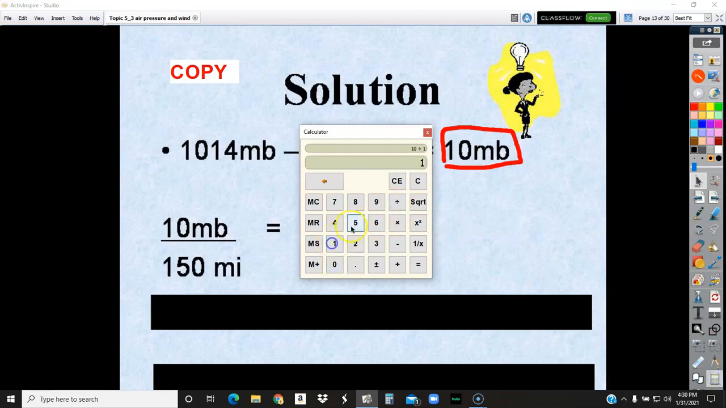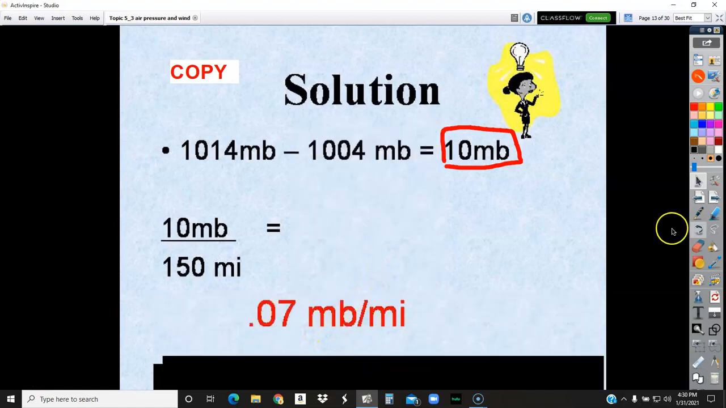10 divided by 150 gives me 0.0666667. So I'm going to carry it out only to the hundredth place. This 6 makes this one go up to a 7, so I'm going to round that up. It would be 0.07 if I round that properly. And my units, again, are millibars, because that's what was up here, per mile. So that means the pressure gradient between New York and Albany is 0.07 of a millibar per mile.